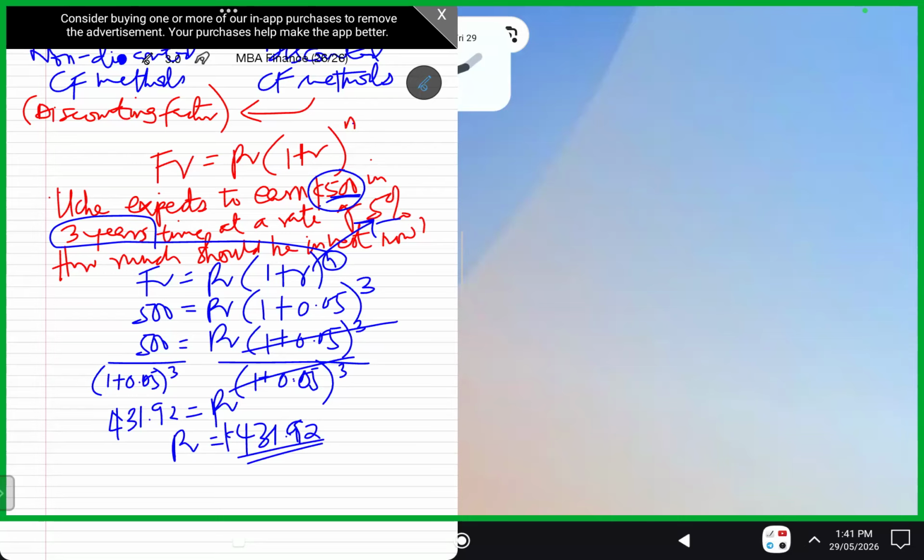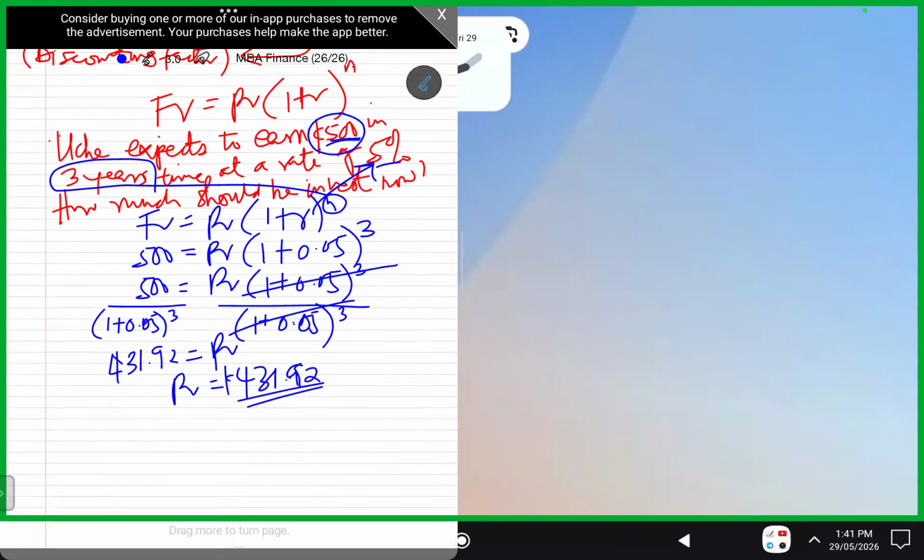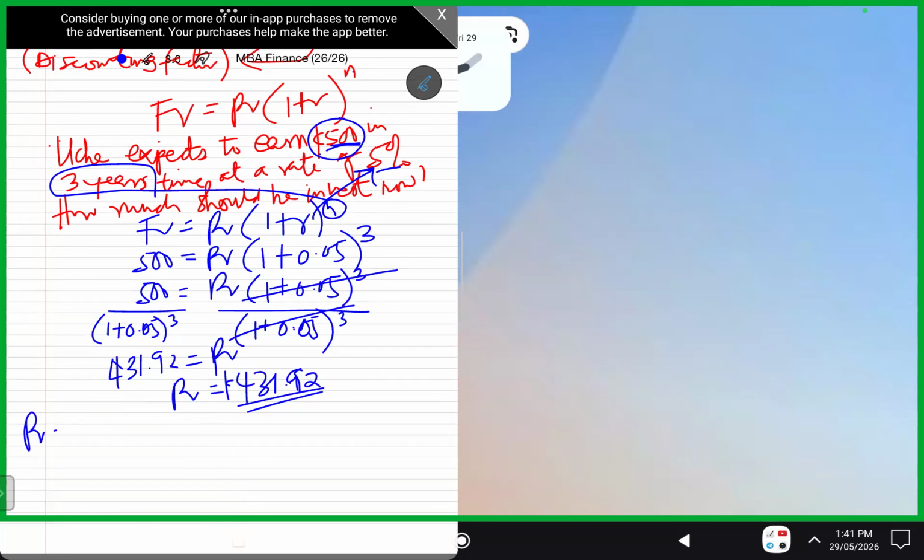So what made the 500 become 431.92? It is called the discount factor. Another way I can solve this is PV equals FV times (1 plus R) exponent negative n. What is my FV? 500. What is my R? 0.05. What is my N? 3. Now compute 500 multiplied by (1 plus 0.05) exponent negative 3 on the calculator. What do you have?